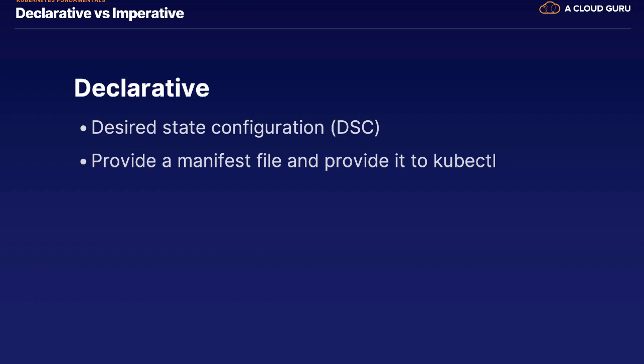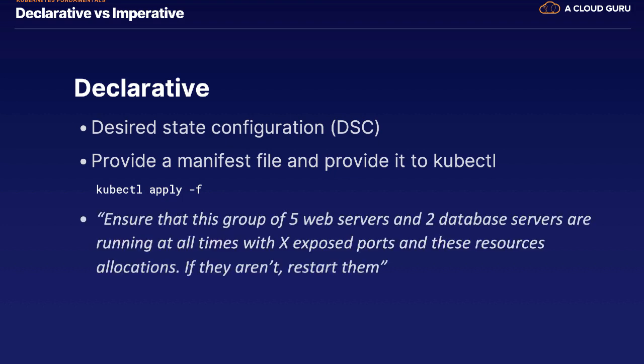And oh yeah, we want the master to ensure that that blueprint is exactly how we specified it at all times. And we do this with kubectl apply -f a manifest file. And I'll show you how to do this in just a minute. The basic idea here is to simply say, hey, Kubernetes master, I want to make sure that this group of 5 web servers with 2 database servers are running at all times with some number of exposed ports with these specific resource allocations. And if they aren't healthy, and if that exact number is not running at all times, then oh yeah, go ahead and restart them for me.